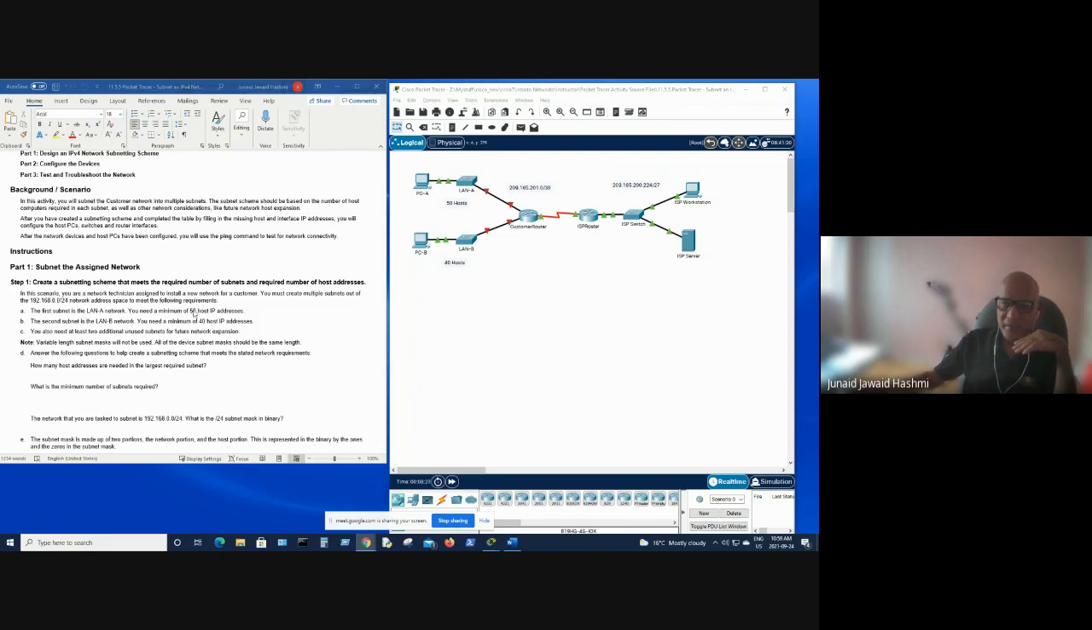So the largest subnet, between the two, which one is the largest? Anybody? Between 50 and 40, the largest subnet is 50. The answer to this question is 50.